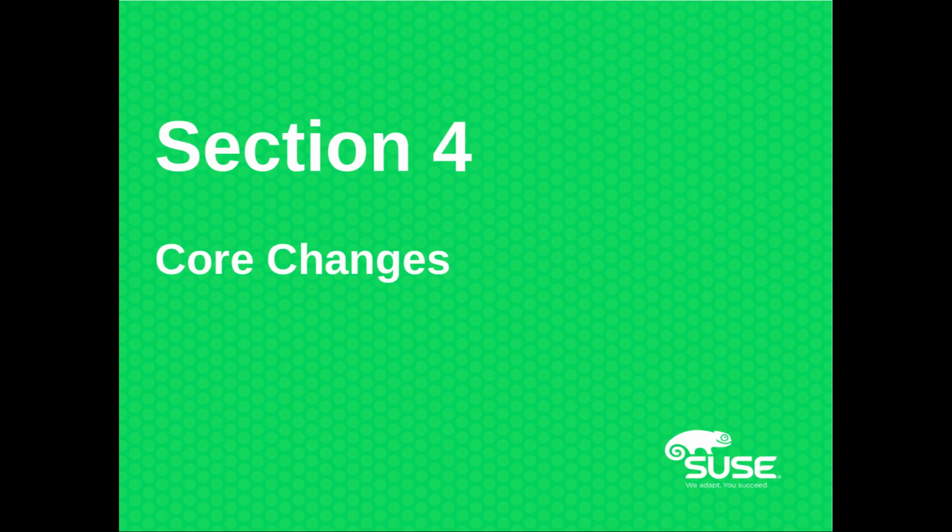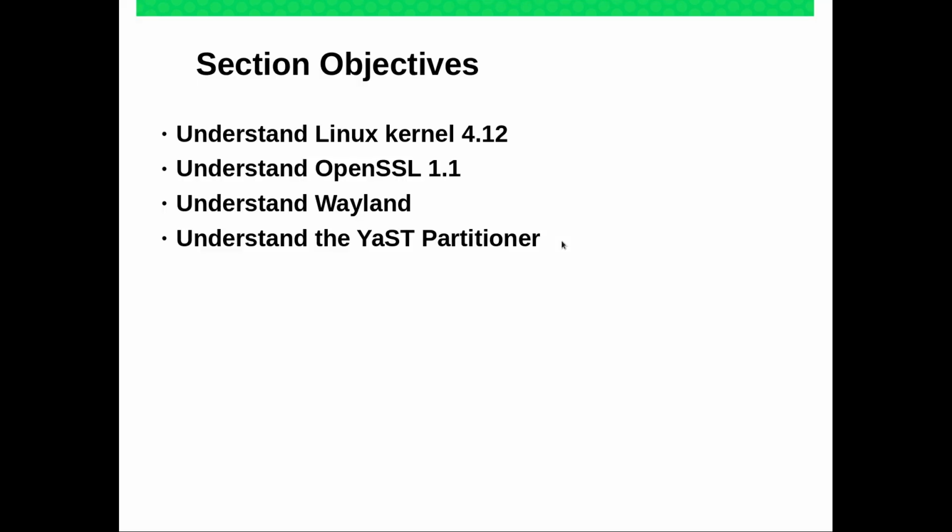What are the core changes that were made in SUSE Linux Enterprise Server 15 and Enterprise 15? Let's talk about those. Linux kernel 4.12 has been implemented. OpenSSL 1.1 is used by default. Wayland is now available and is used by default in the desktop variant. And the YAST partitioner has been updated as well, with the libstorage-ng library having been redone.